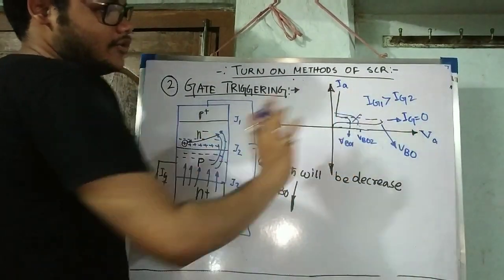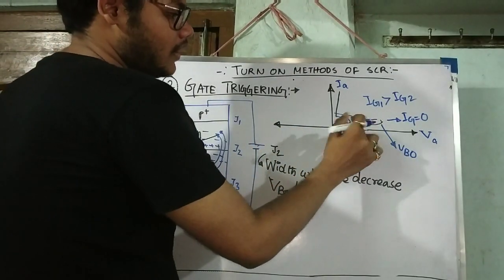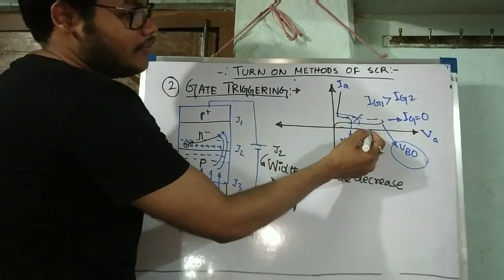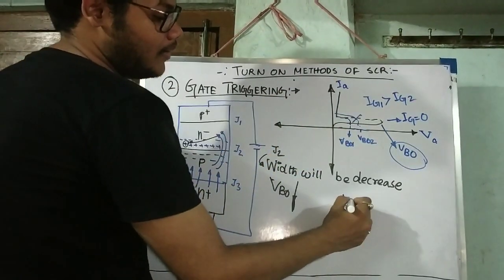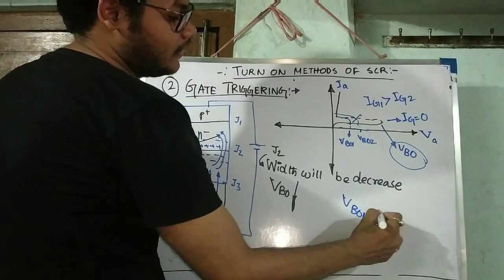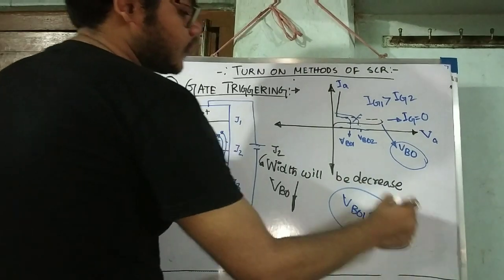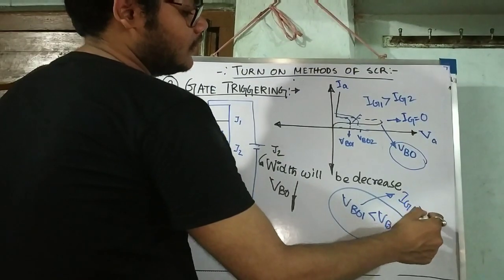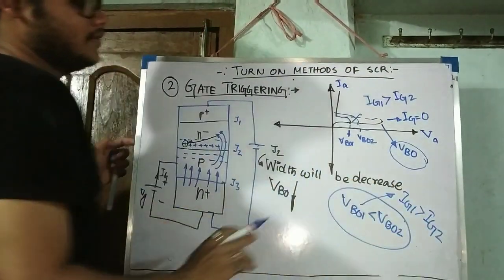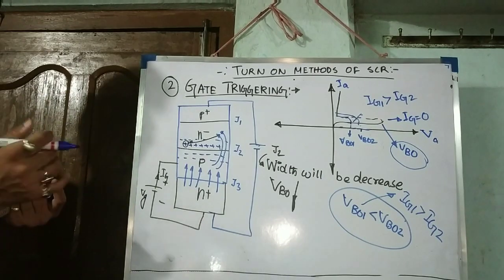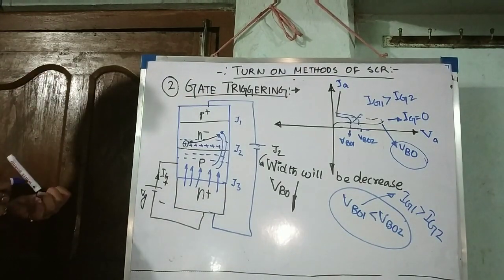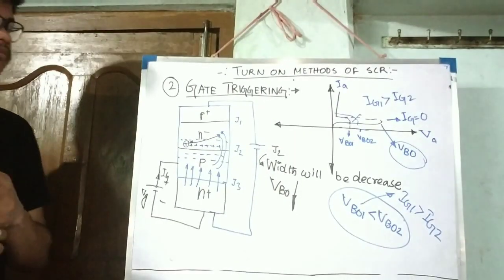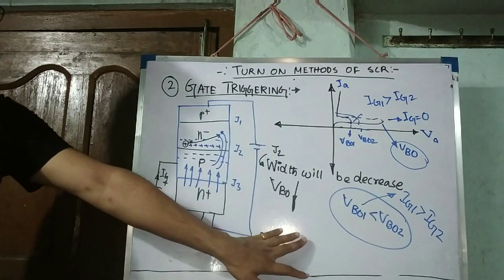See, this is your Ig current 0. That is your breakover voltage. And see, the breakover voltage has reduced whenever you apply some gate signal. And remember, VBO1 is less than VBO2. As your gate current is more, the depletion width is decreasing, because the gate current enables more carrier concentration in the anode current.